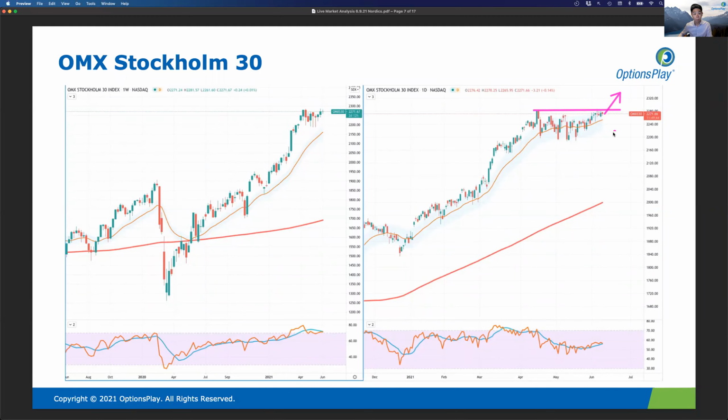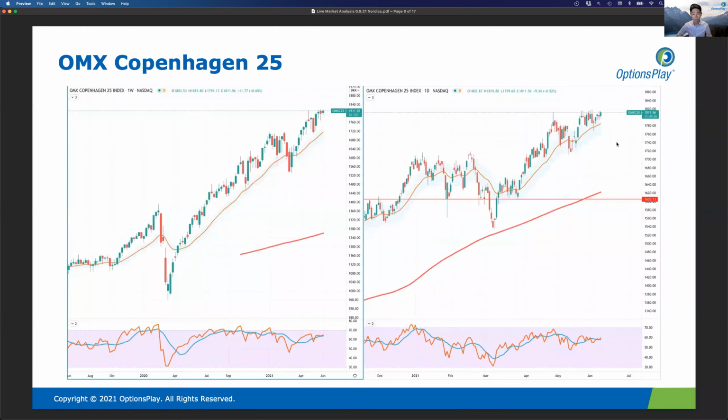If markets can break above that, that would be very bullish here for the broader markets. But currently momentum is starting to slow down. We're starting to see some deceleration in terms of the markets, a little bit of exhaustion here. So certainly more sideways, more consolidation is very possible.